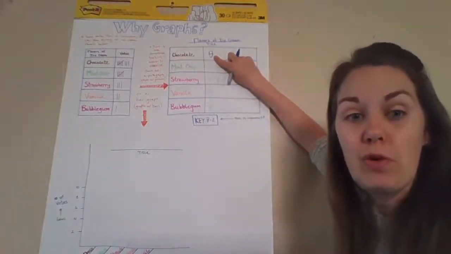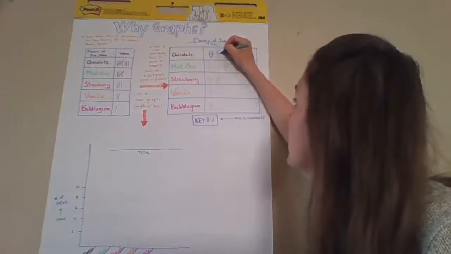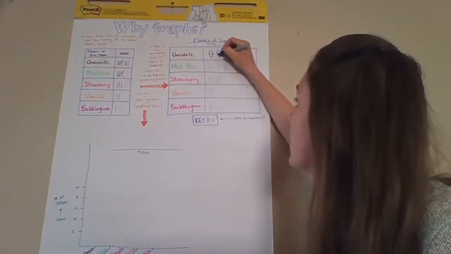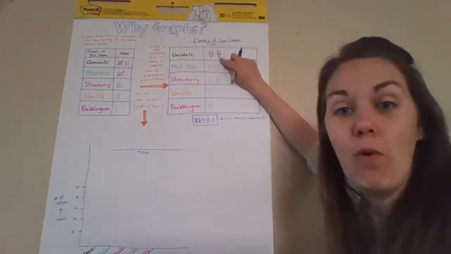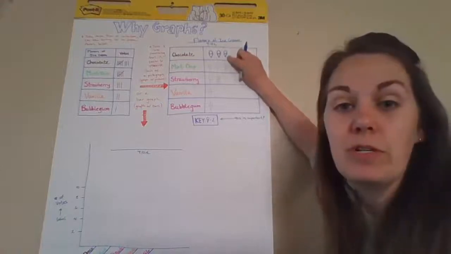So if I draw my first ice cream, that would be 2 votes. So that would be 2. The next one is 2 more. So now I have 4. Another one would be another 2, which is 6.